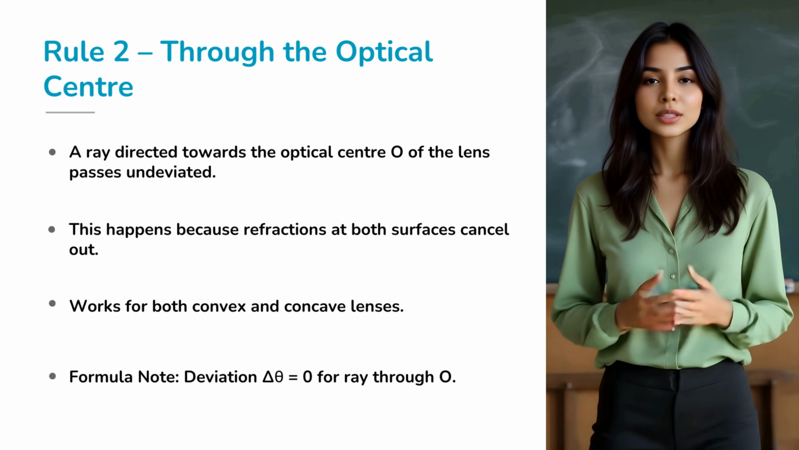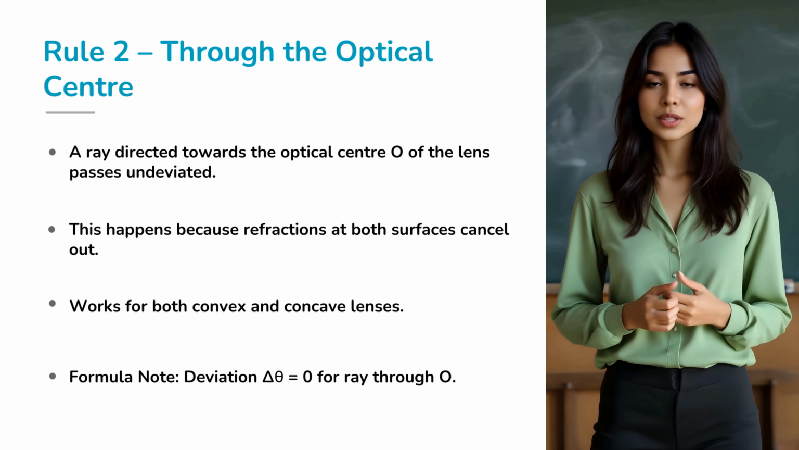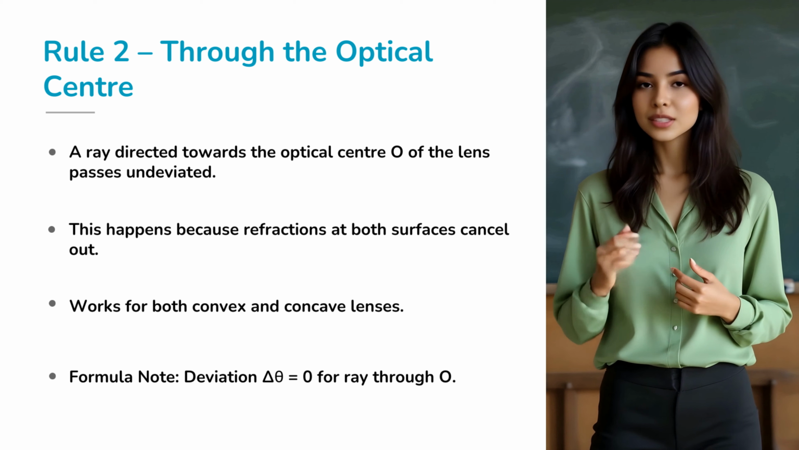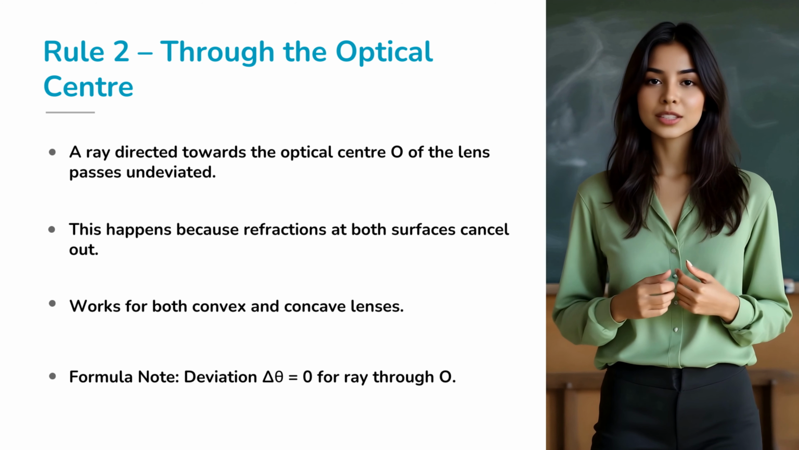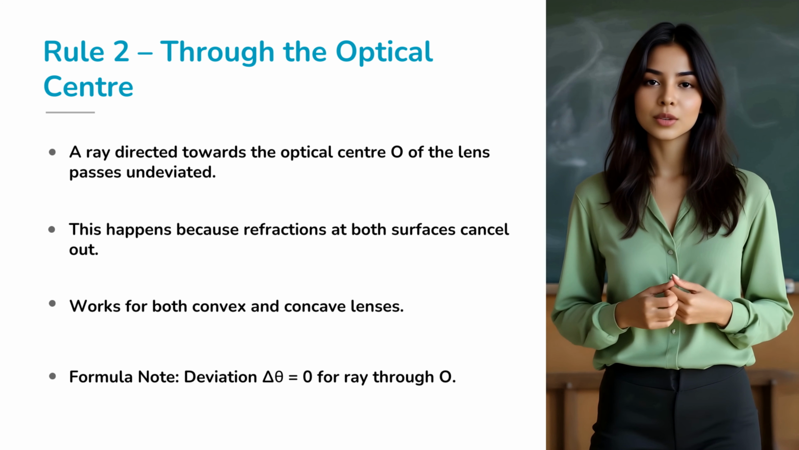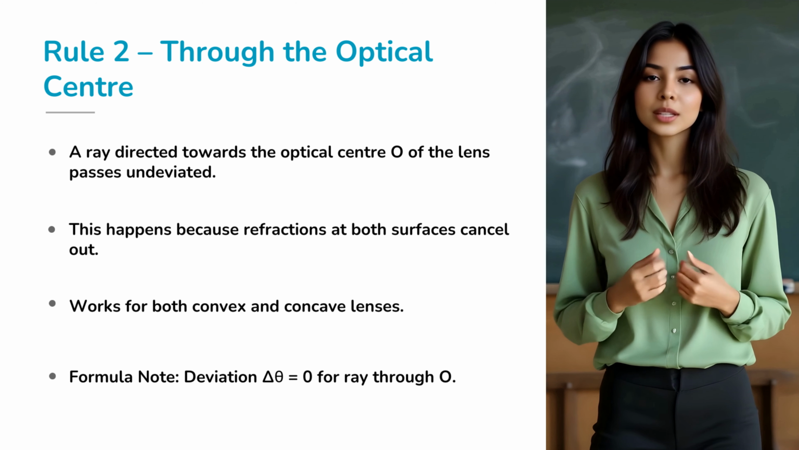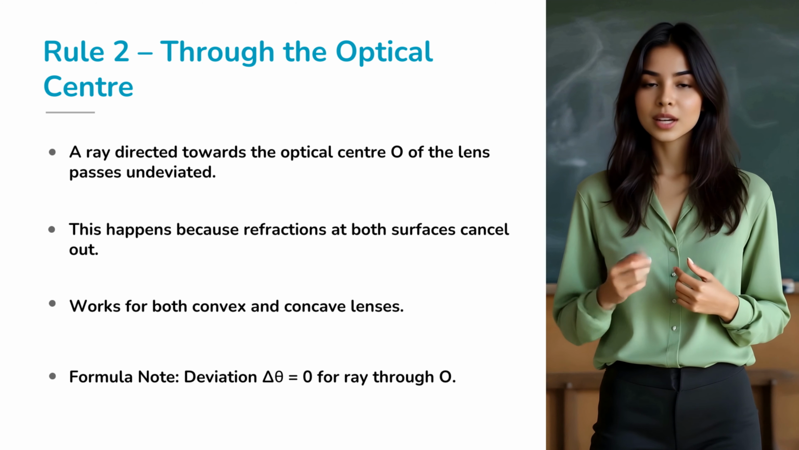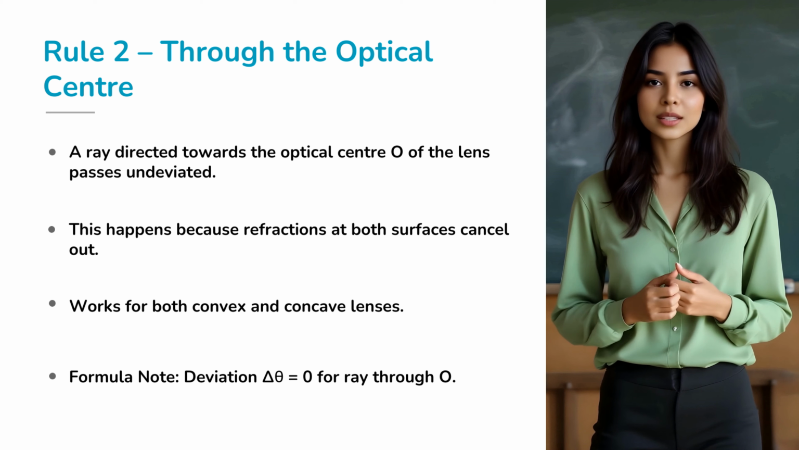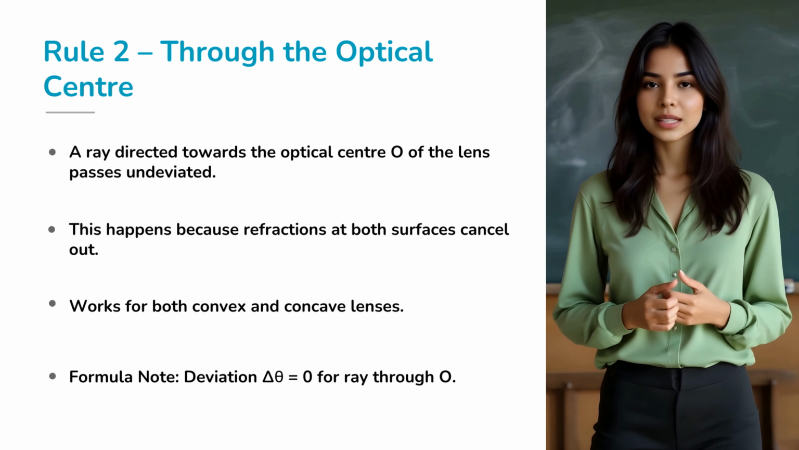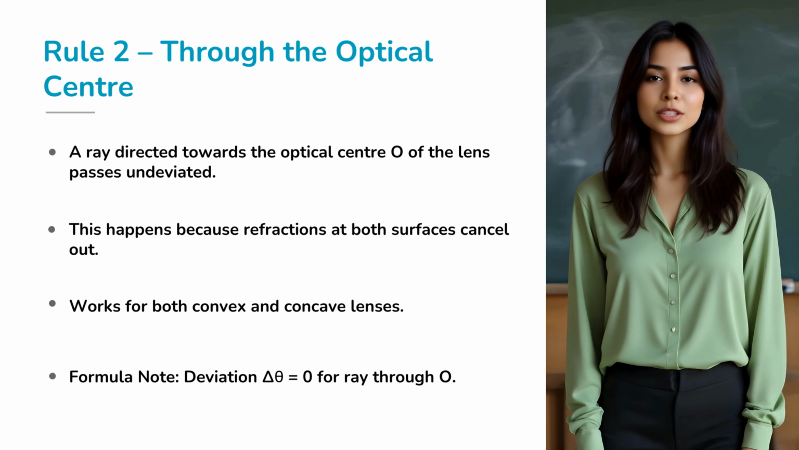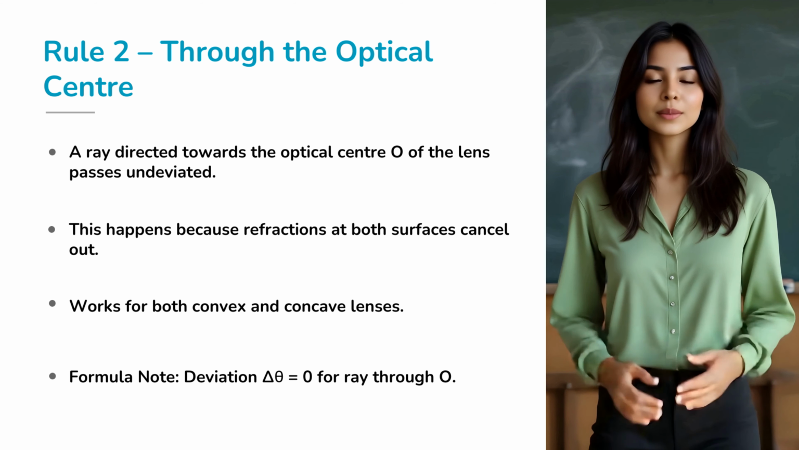Now, students, let's move on to the second principal ray. And this one is almost magical in its simplicity. If a ray is directed towards the optical center O of the lens, it doesn't bend, it doesn't twist, it doesn't do anything fancy. It just passes straight through, undeviated.